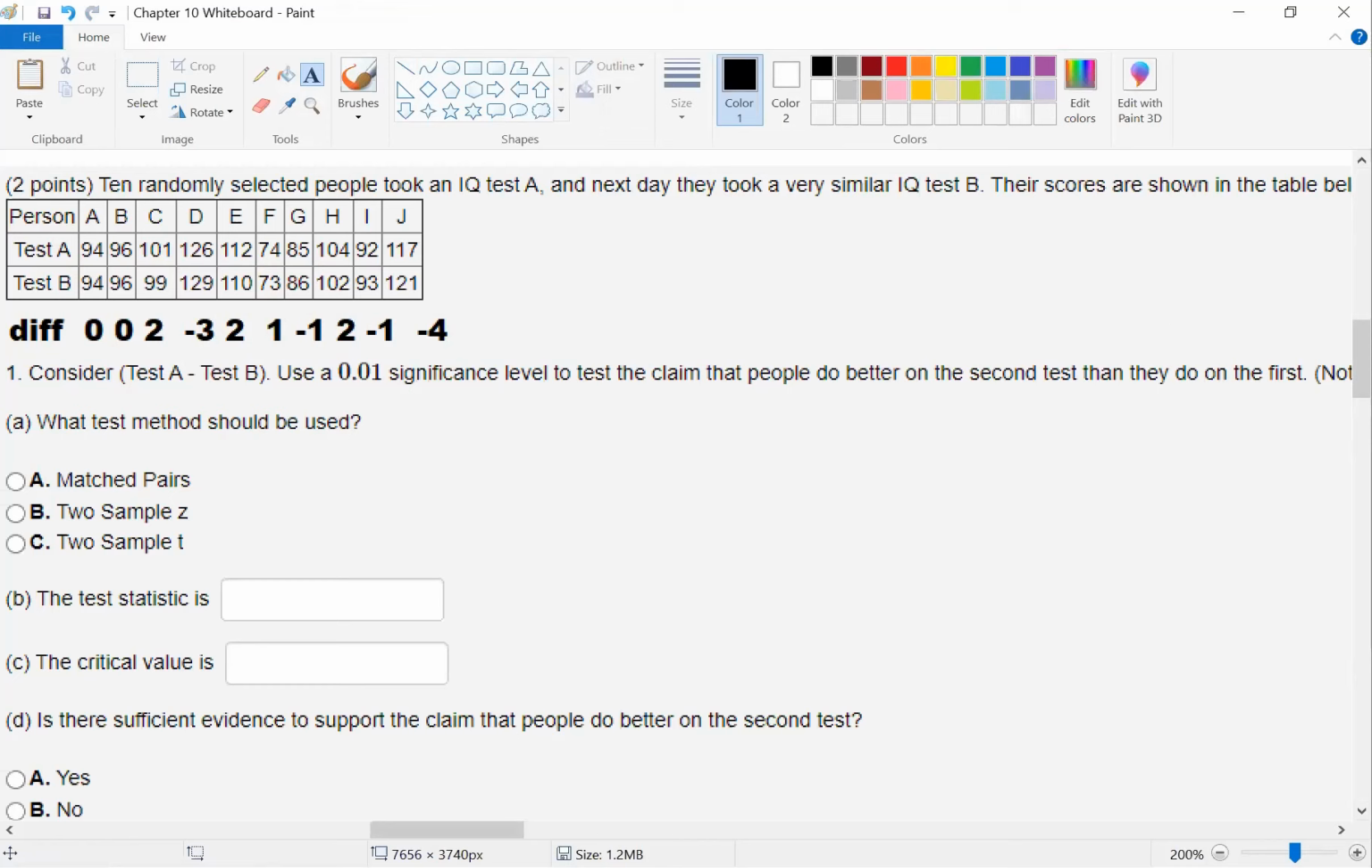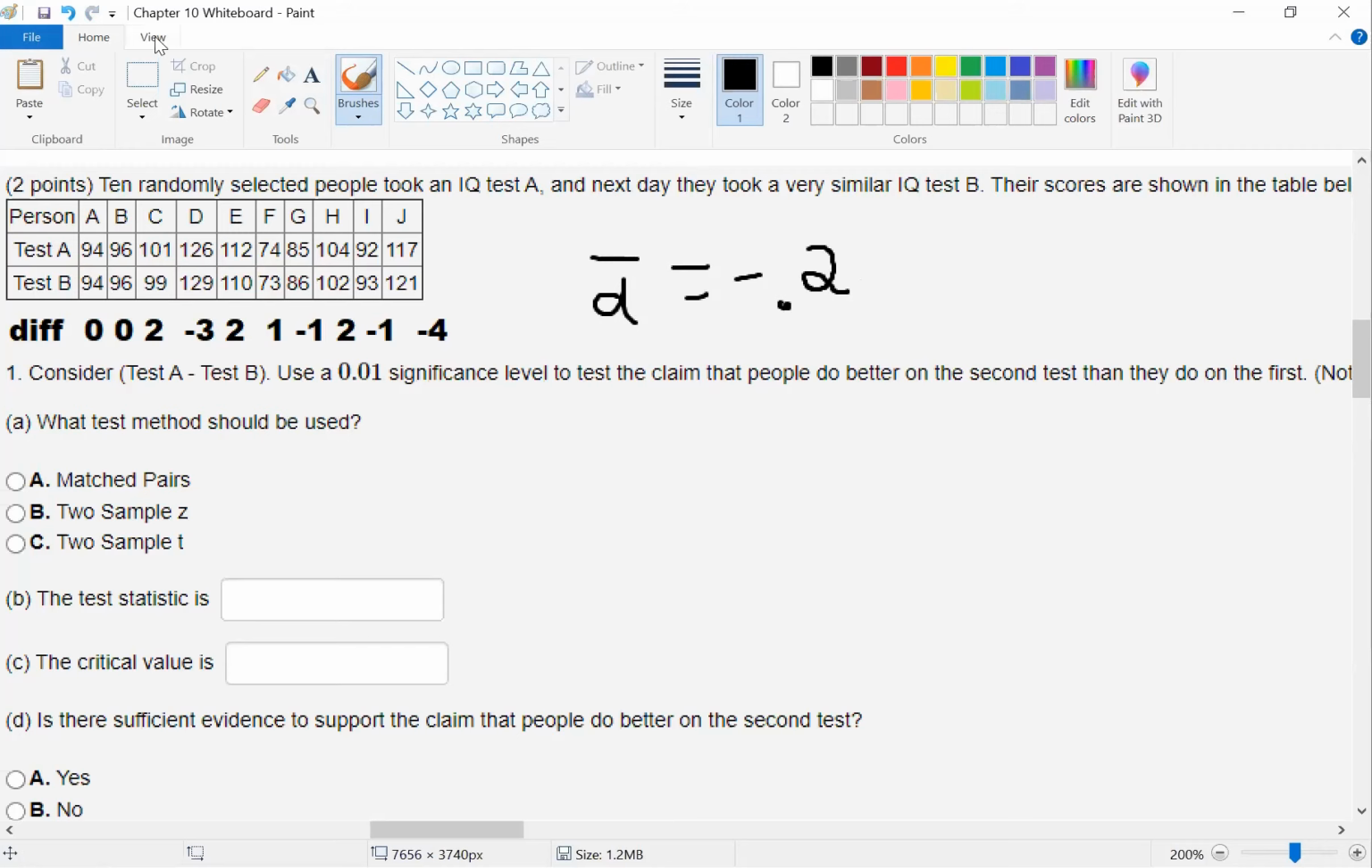Now we need to average those together. So 0, 0, 2, -3, 2, 1, -1, 2, -1, -4. Divide that by 10. Our D bar is -0.2. So D bar is -0.2.